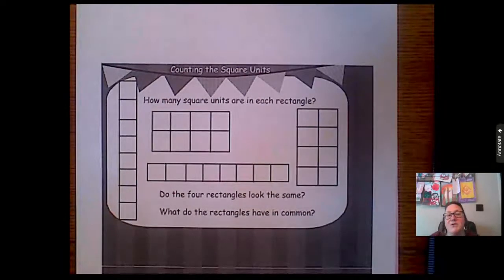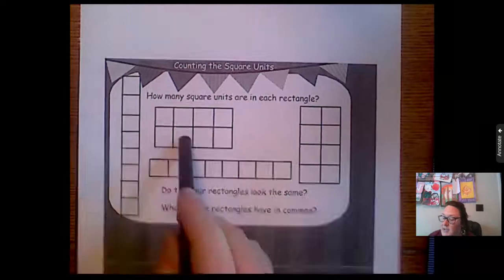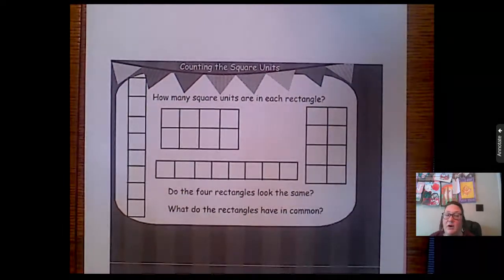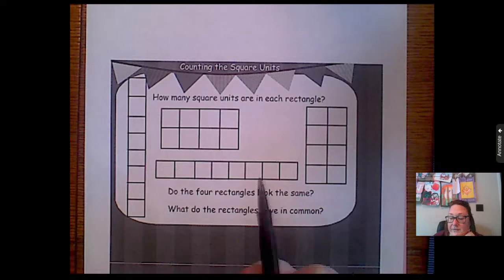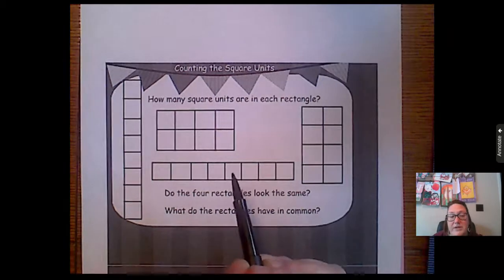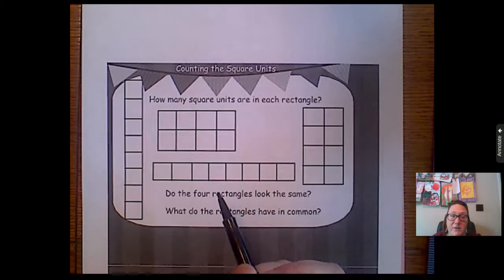All right. So if we look, it says that we're going to be counting the square units, and it says how many square units are in each rectangle. So we have 1, 2, 3, 4 rectangles. They all look different. So let's go ahead and find the area. We know that there's a couple different strategies we can use when we find area. If they're broken up into square units like this, square tiles, the first strategy is that we can simply count the tiles, right? So let's go ahead and count the squares here.